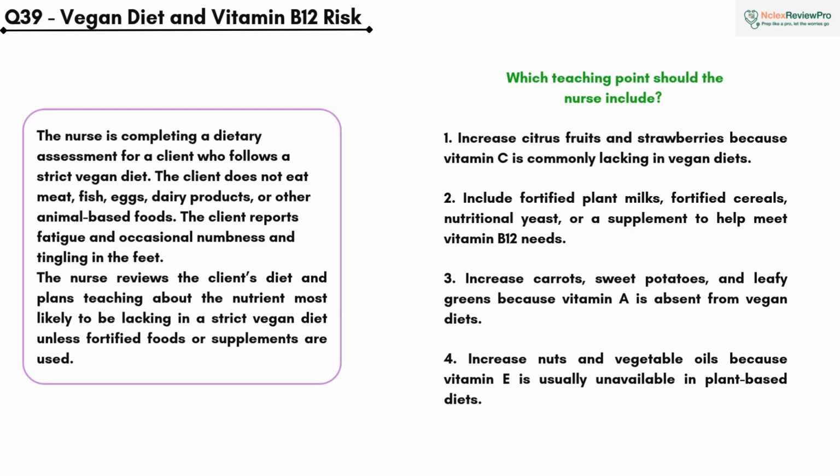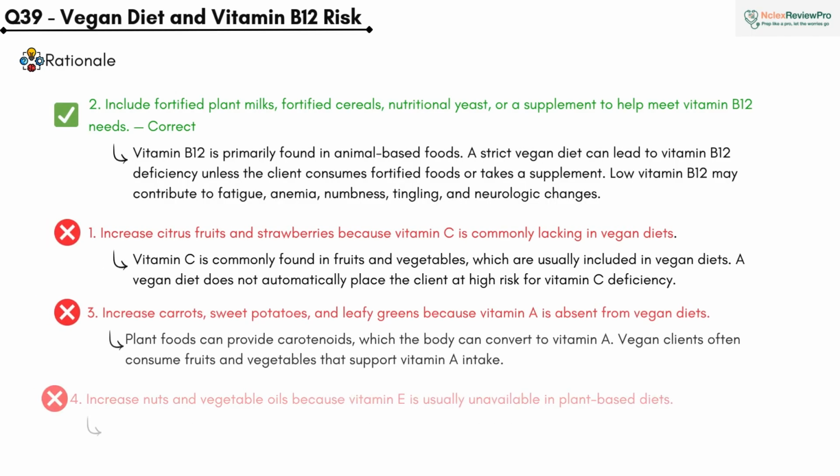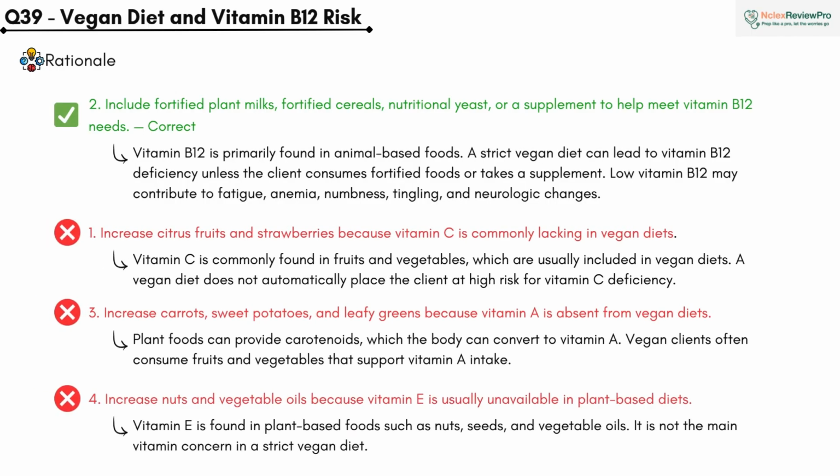The correct answer is Option 2. Include fortified plant milks, fortified cereals, nutritional yeast, or a supplement to help meet vitamin B12 needs. All right, let's look at the rationale. Vitamin B12 is primarily found in animal-based foods. Because this client follows a strict vegan diet and does not eat meat, fish, eggs, dairy products, or other animal-based foods, the client is at risk for vitamin B12 deficiency unless fortified foods or supplements are used.